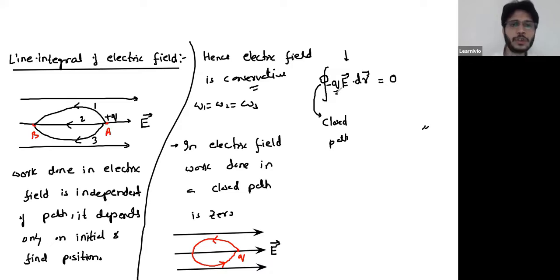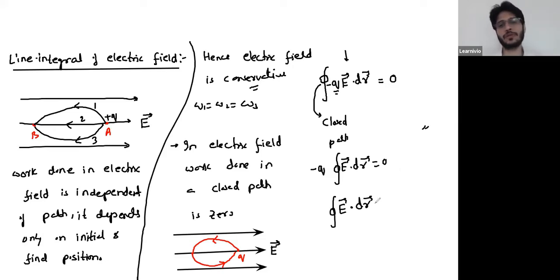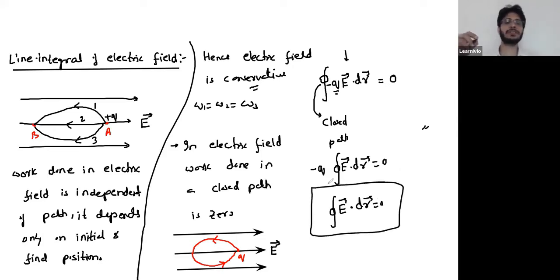Next, this charge is usually a constant quantity. We can take this charge outside this integral. So this is minus q, integral of E dot dr is equal to 0. Or you can simply say that I can take this minus q to the right hand side, so it will become 0, and I'm left with just E dot dr.